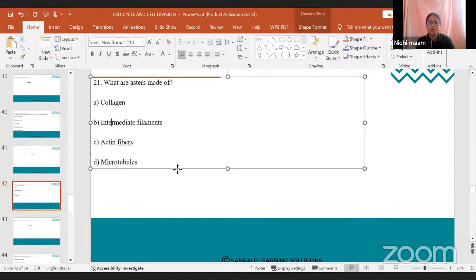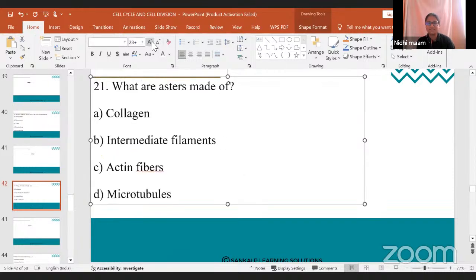Next question. What are asters made of? A is collagen, B is intermediate filaments, C is actin fibers, D is microtubules. What are asters made of?